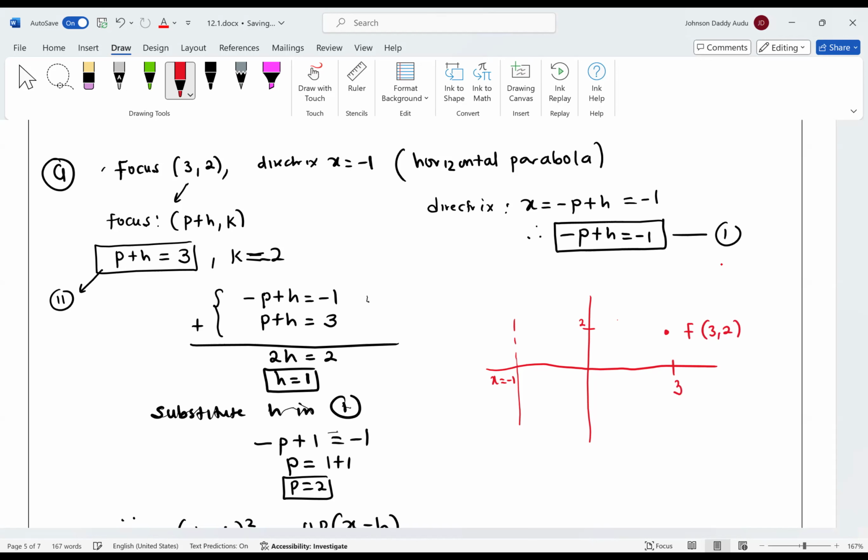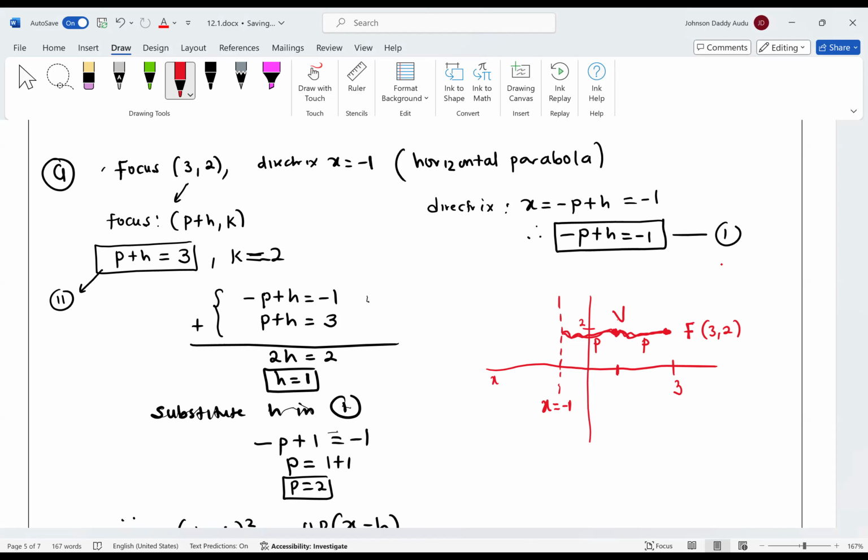Now, if this is our focus, we know the vertex will be somewhere here. So we need to come a distance of p, and then also we need to go a distance of p to meet the directrix, which is x equals minus 1. So the distance from the directrix to V, which is our vertex, is the same as the distance from the vertex toward our focus, right? So we just need to find p. Remember this is V here, so we need a coordinate here so that the distance will be the same.